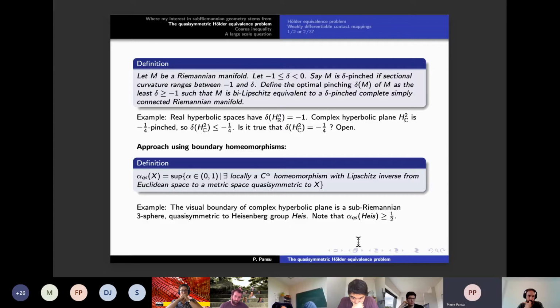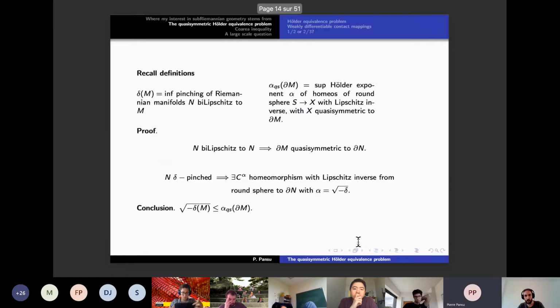Now I claimed a relation between these two numbers, the optimal pinching for a manifold M, and the alpha, the quasi-symmetric Hölder exponent of its boundary. And so I'll give a proof immediately now. First, I repeat the two previous definitions on top of the slide.